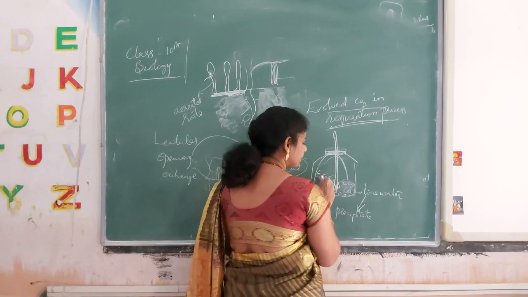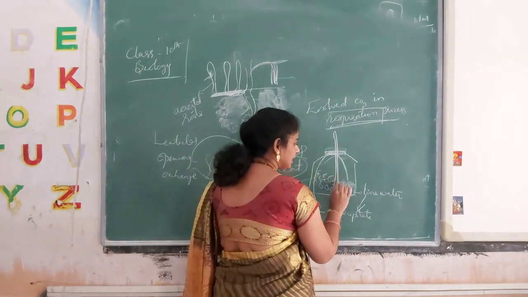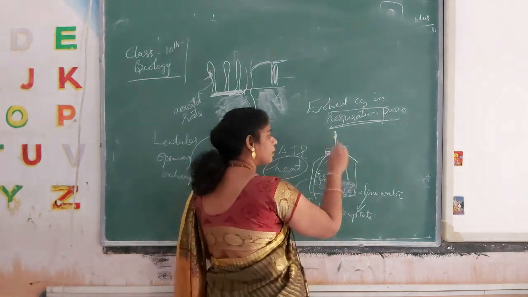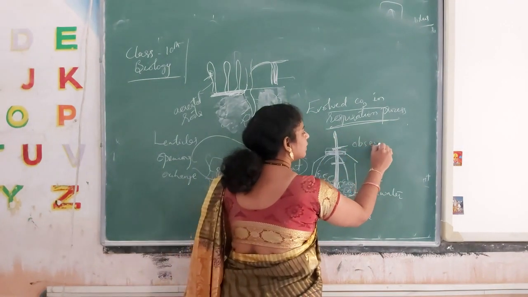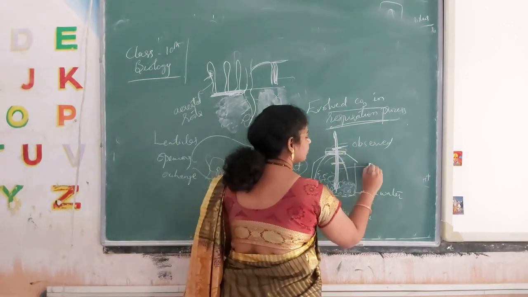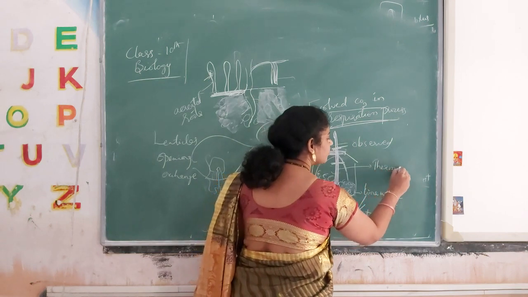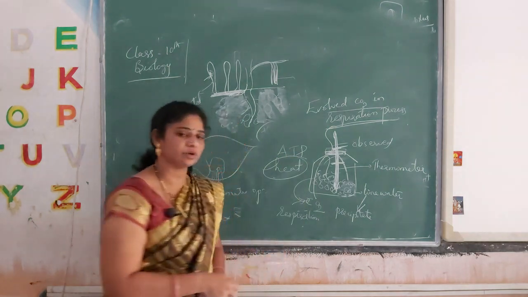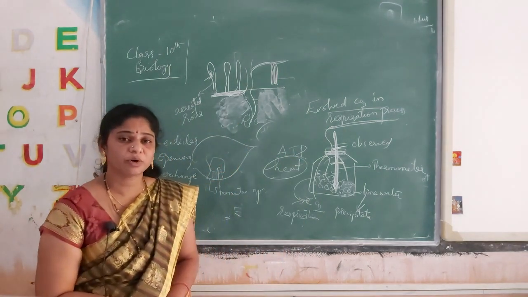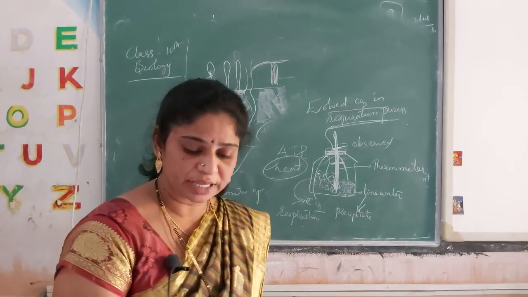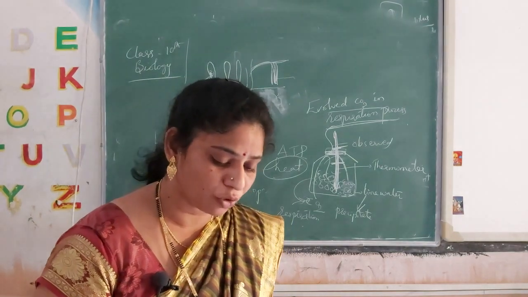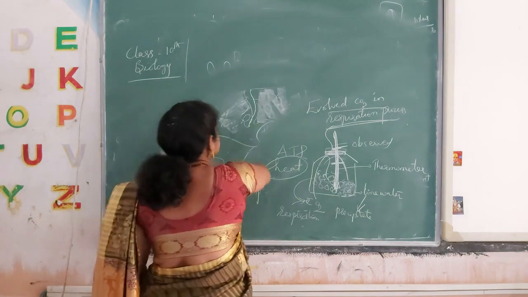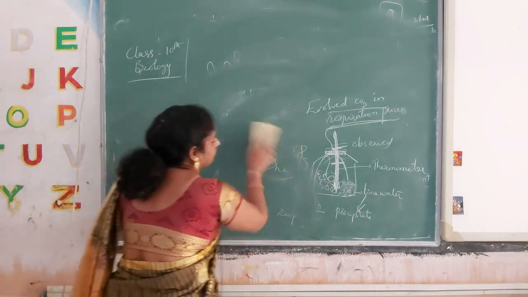So during sprouting of the seeds, heat is produced, and that can be measured in the thermometer. This is the thermometer. So here it can be observed. So this is about the respiration process. And another one they have given you is photosynthesis versus respiration process.